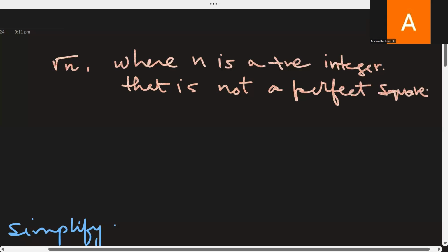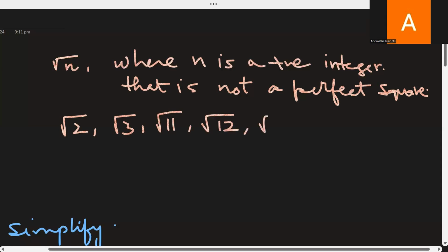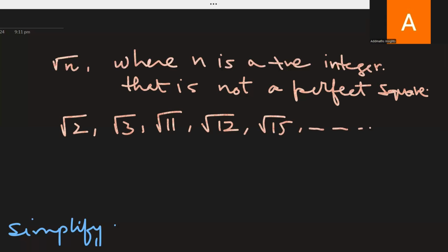So surds are of the type square root of 2, square root of 3, square root of 11, square root of 12, square root of 15. They all are examples of surds because 2, 3, 11, 12, 15 are not perfect squares.